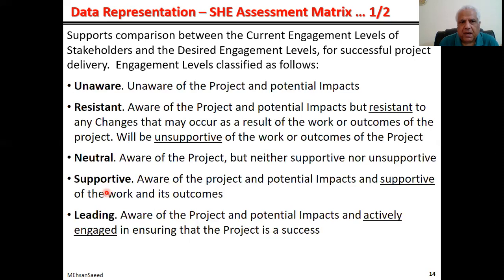which uses five engagement levels, or let's say five types of stakeholders insofar as their engagement or relationship with the project is concerned. The dividing line between these is whether the stakeholder is aware of the project or not. If the stakeholder is aware of the project, then one of these four engagement levels will apply to him. But if he's not aware, then he would fall into the category or level of unaware. He's unaware of the project, what is happening on the project, and what are going to be the impacts of the project.